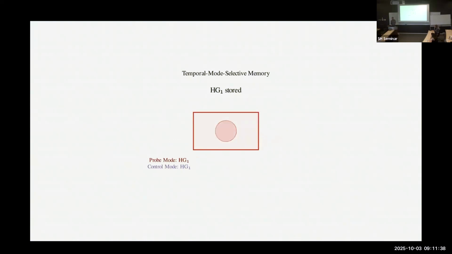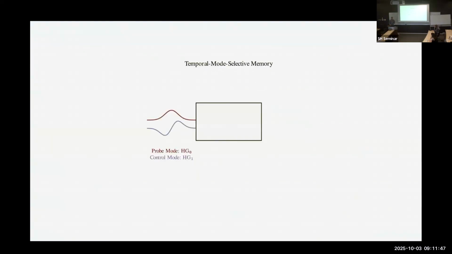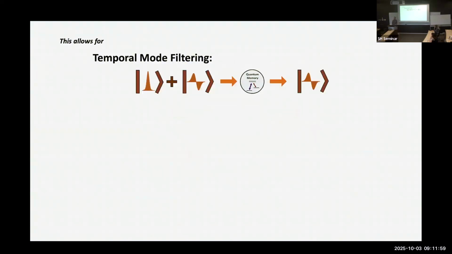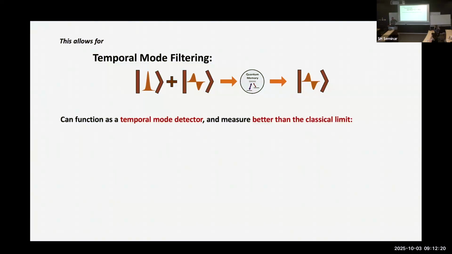However, if the probe field is not matched to the temporal mode of the control field, if they're orthogonal to each other, it won't store at all. So if we have a Gaussian and we try to store using a control field that's an HG1 mode, nothing happens, no store. So this is a type of temporal mode filtering. In essence, you can even send a superposition of an HG0 and an HG1 mode. And then if you use your control field matching one of those two modes, you can filter out that particular mode. So this can function as a temporal mode detector.